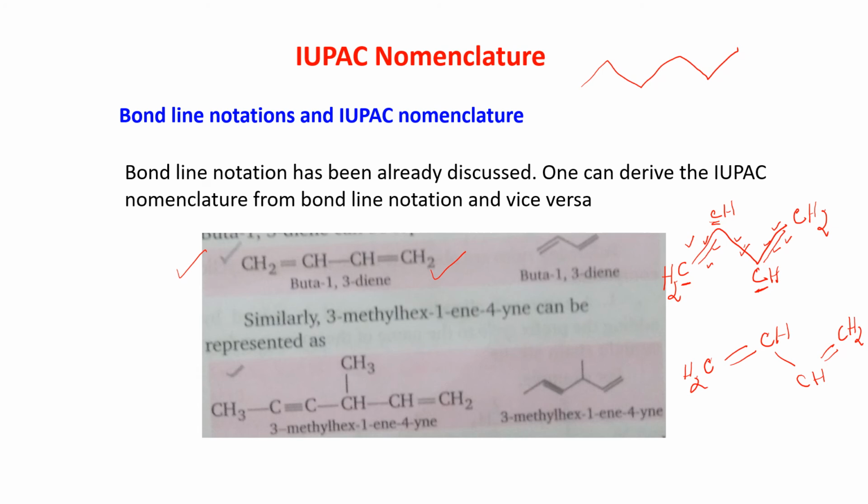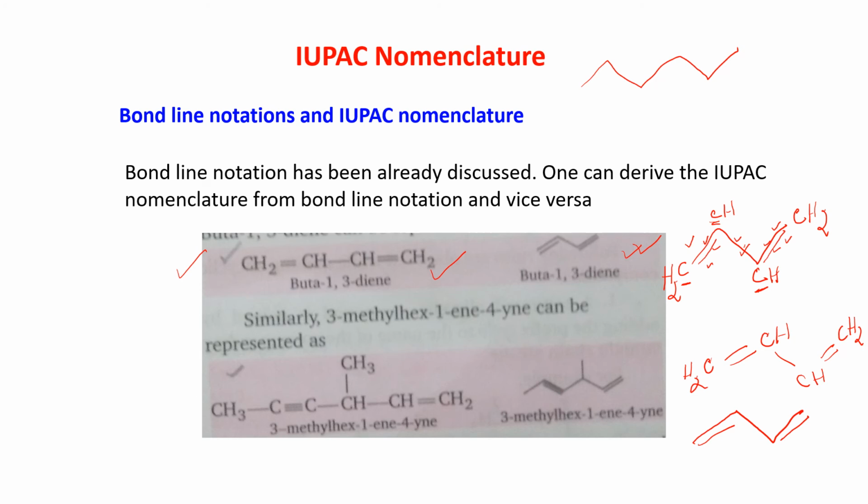So when I write the bond line for this, we will not write carbon and hydrogen. We will only give the lines. So for this carbon atom, I'll start from this point: 1, 2, 3, 4. Here is a double bond, here is a double bond. So this is buta-1,3-diene.